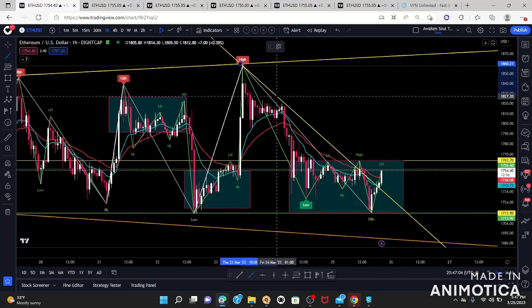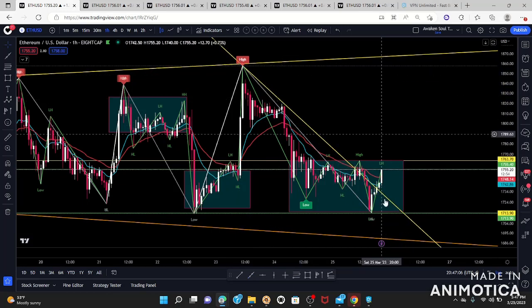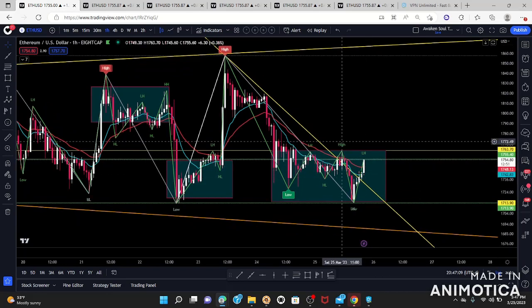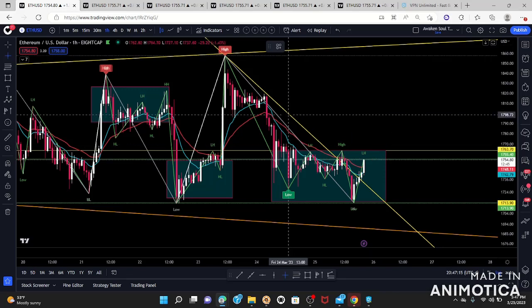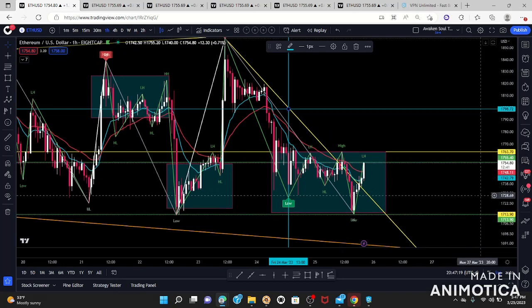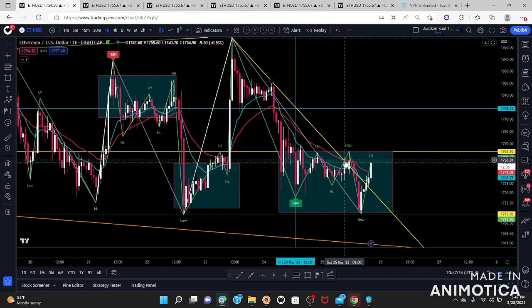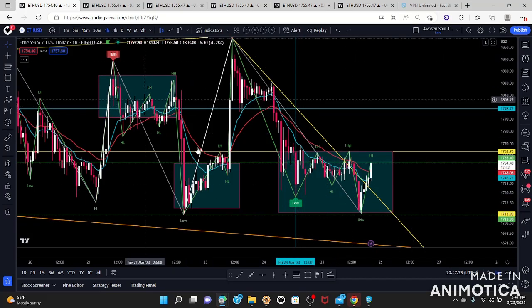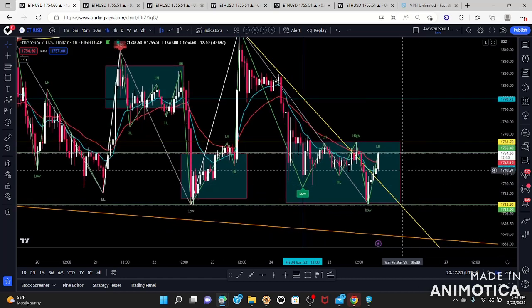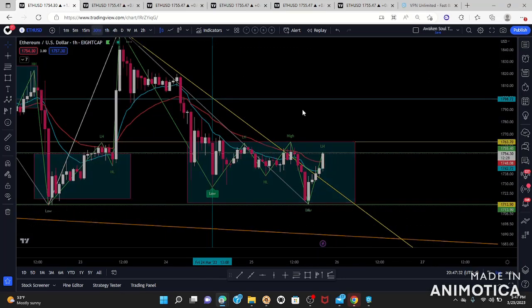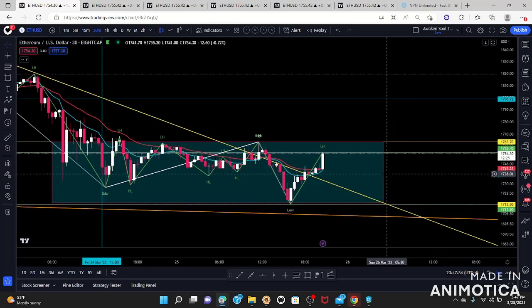So one touch, two touches. It broke to the upside. It's moving to the upside. So my target for this 1 hour play would be right here, 1797. One touch, two touches, the lowest point. This is where it intersects. Okay. Let's move into my 30 minutes here.